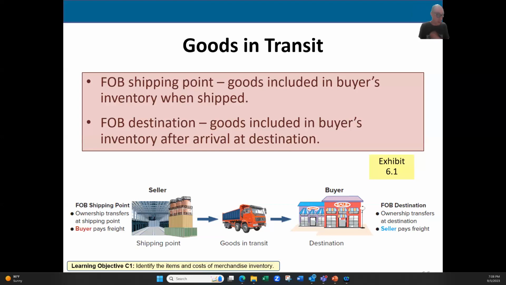Free on board destination is when the responsibility is for the seller. Destination, meaning the seller is responsible for that inventory while it's in transit to its destination. They pay the fees for the shipping, and they also take care of the insurance.